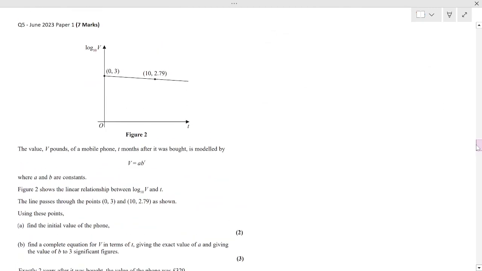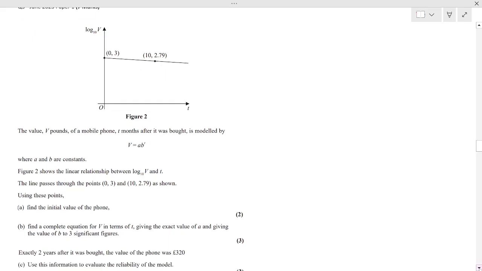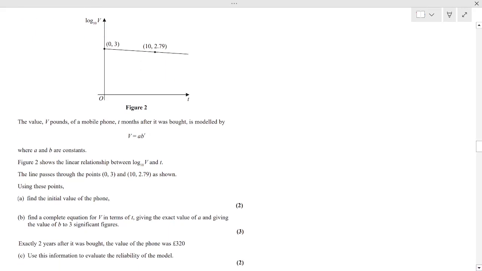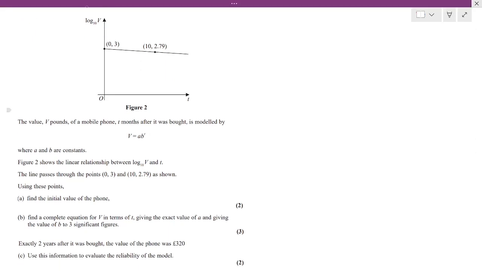Question 5. Cool. So this is logarithmic modeling. Because obviously we have a model given here, and it's with a log. Okay. And this could come up as well. Okay, so let me scroll down actually. So we're given this graph, we're given 2 points, and we have the value in pounds and t in months. We're given this formula, this model, right?